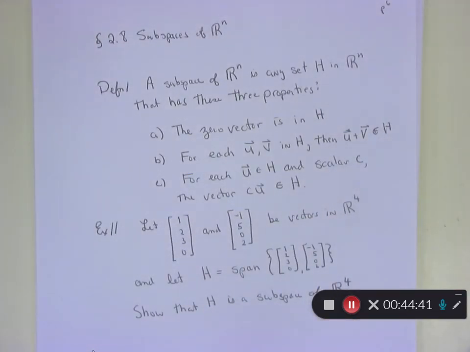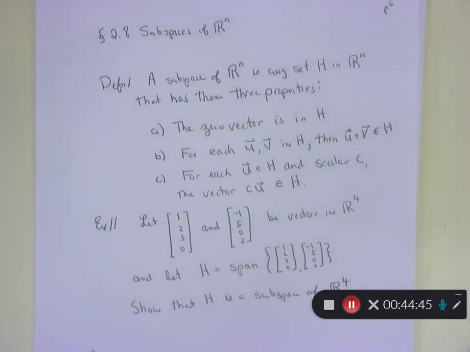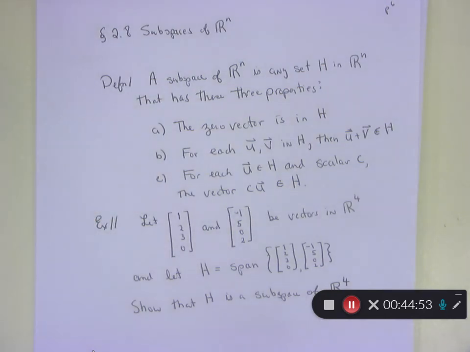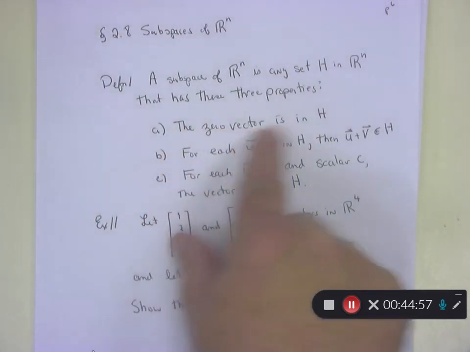Subspaces of Rn. Now, definition. A subspace of Rn is any set H in Rn that has 3 properties. A, B, C. To be a subspace, the zero vector has to be in H.